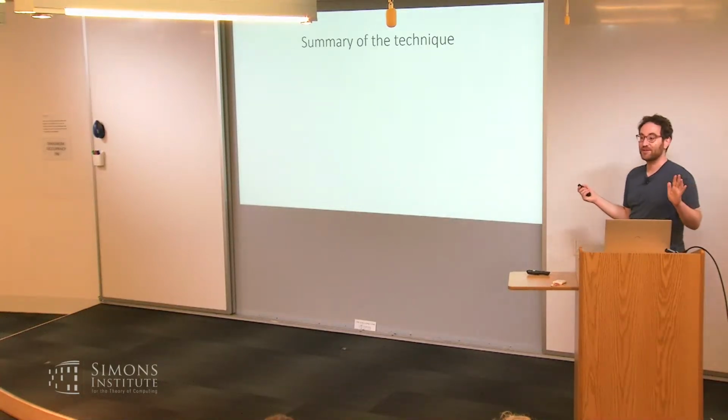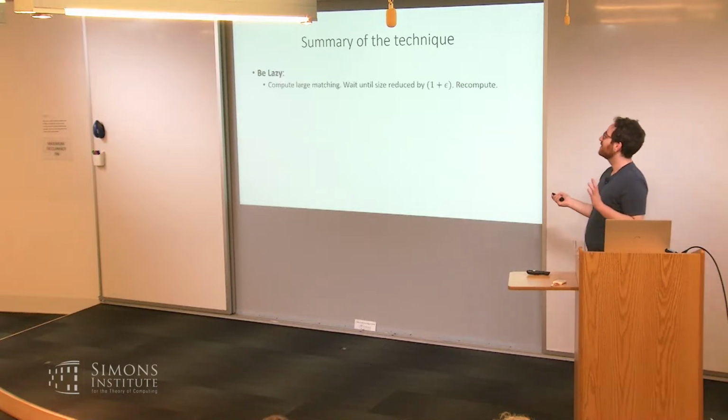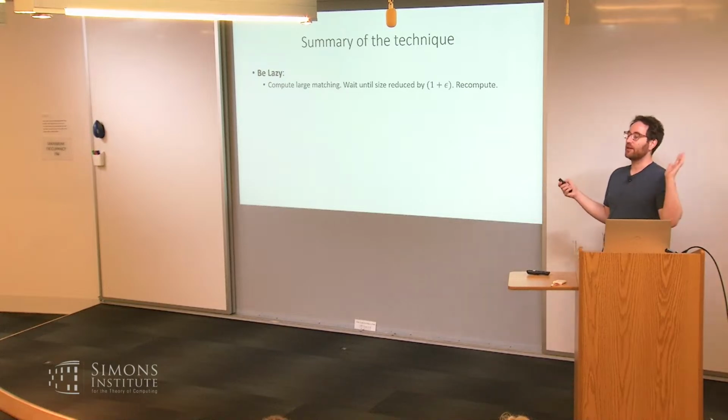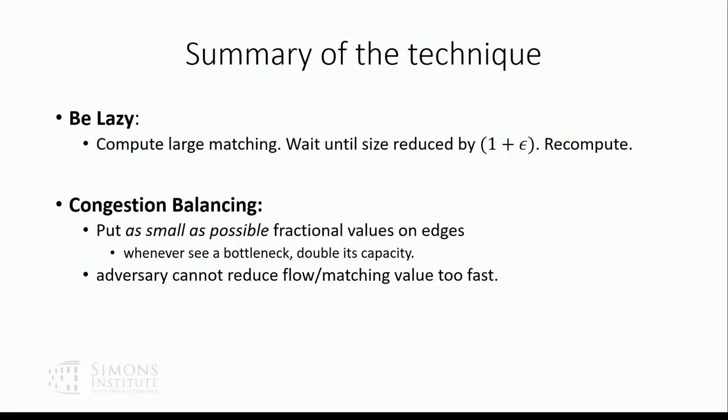We'll see how much time there is for that. Okay. So to summarize, the basic approaches are going to be lazy. We're going to compute a matching and then wait for the adversary to delete things. But the problem is that if you just pick an arbitrary matching, you're kind of condensing all of your importance on a small number of edges, and congestion balancing spreads that importance out.